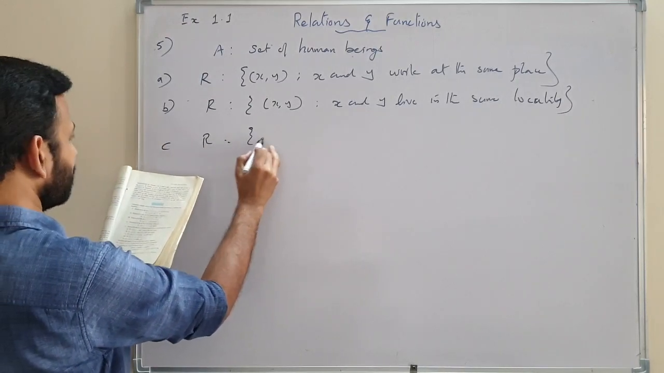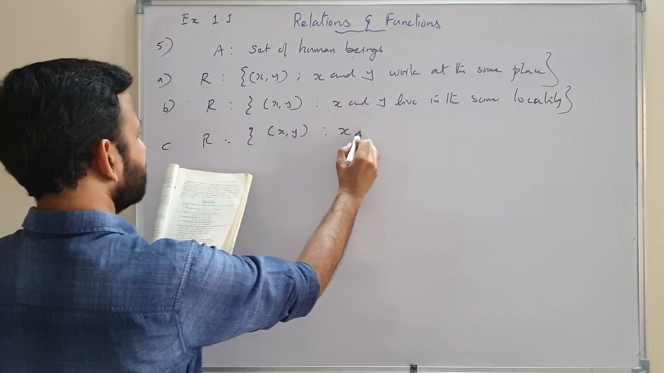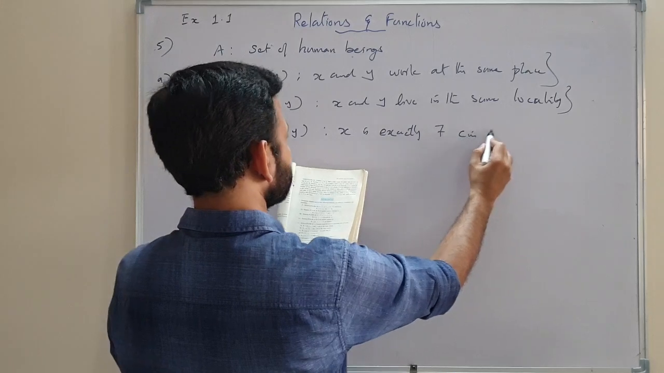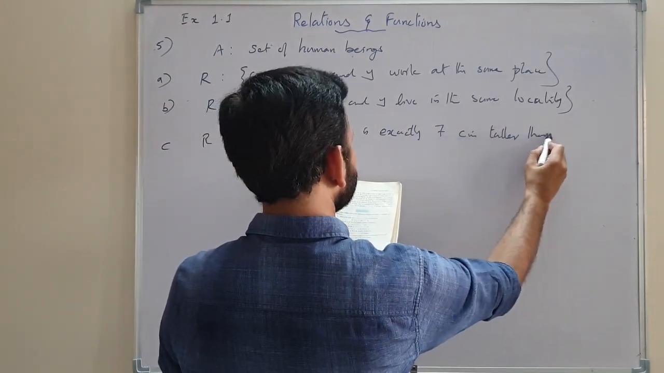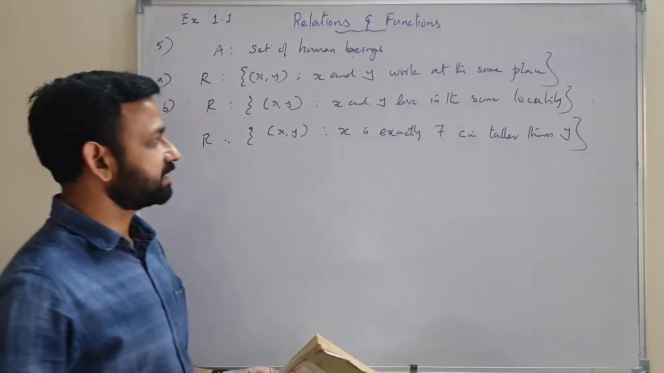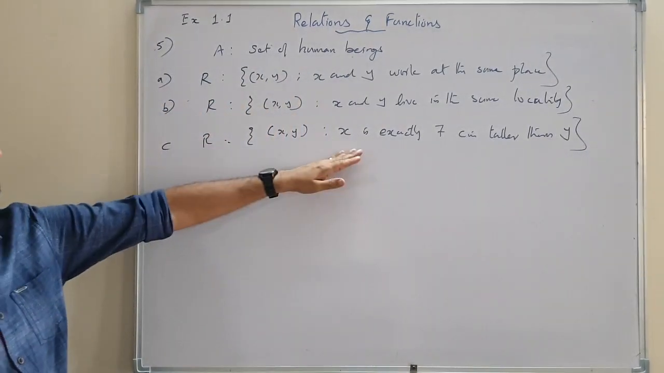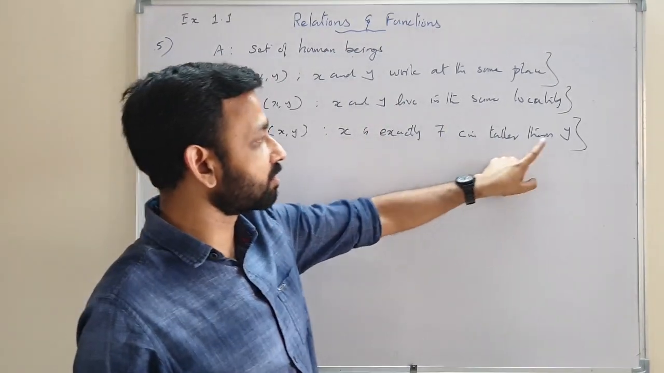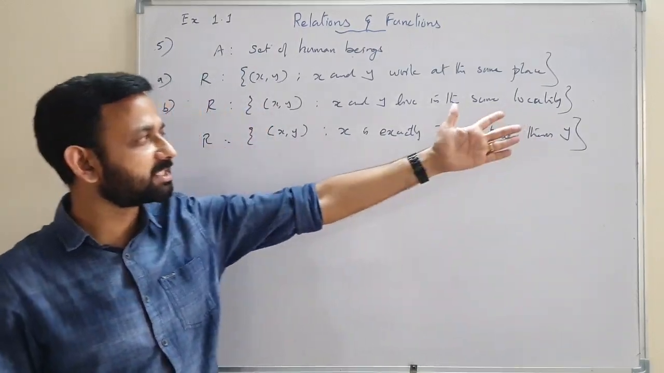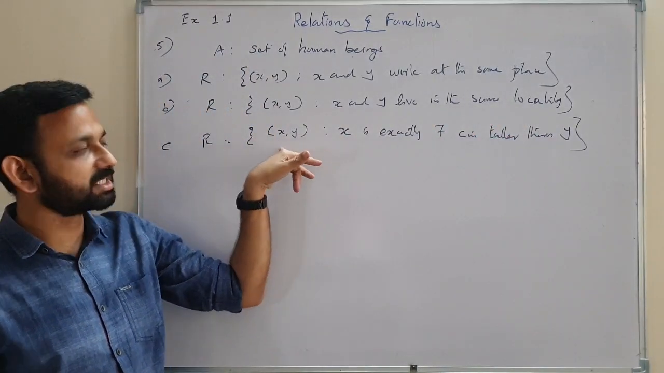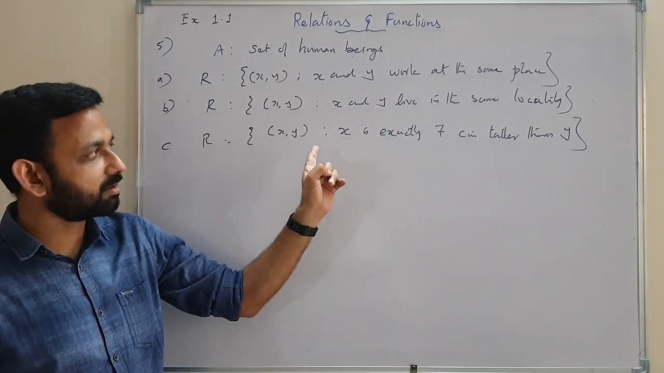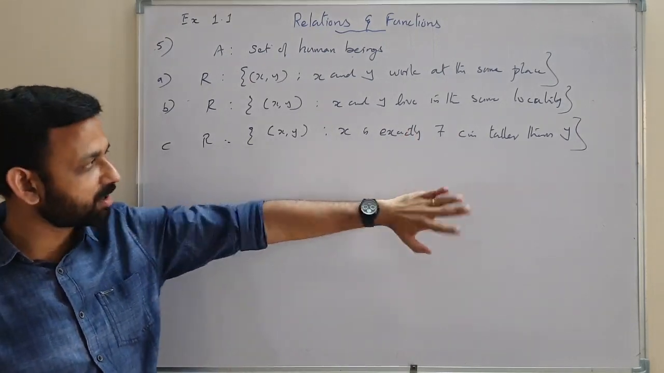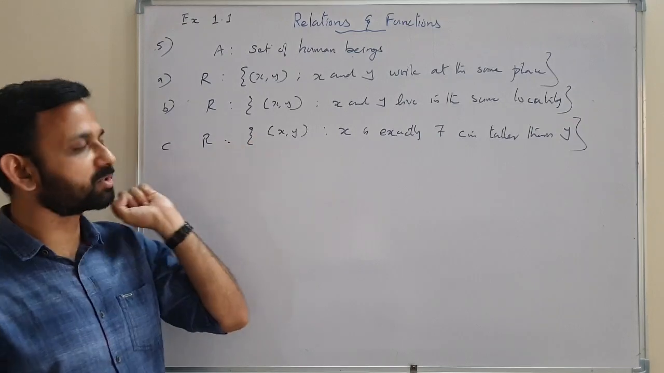Here R is equal to the ordered pairs (x, y) such that x is exactly 7 centimeter taller than y. So can we say x is exactly 7 centimeter taller than x? If x is exactly 7 centimeter taller than x, then ordered pair (x, x) belongs to R. But we cannot say x is taller than x by 7 centimeter. That statement is wrong. So ordered pair (x, x) does not belong to R.